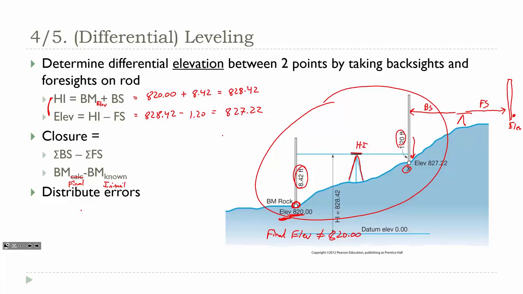Also, if you have a set of data corresponding to this, you have your backsight column and your foresight column. You sum the backsight column, you sum the foresight column, and take the backsights minus the foresights. This will also give you your closure. So you can calculate it both ways, and you should get the same answer both ways. The last part is then taking that closure error and distributing that error to all of the elevation calculations.